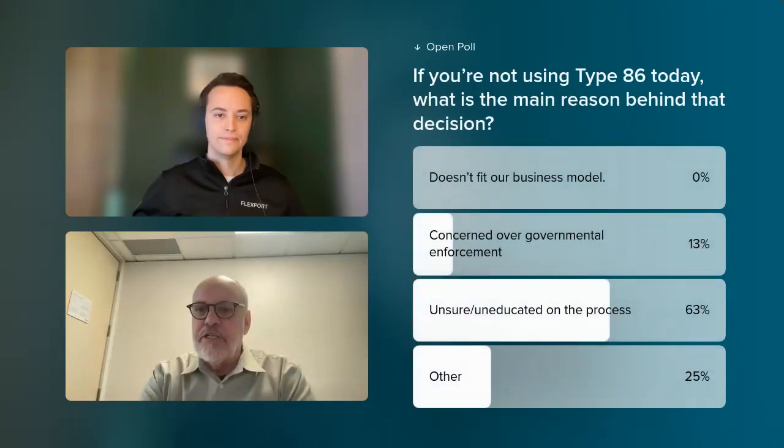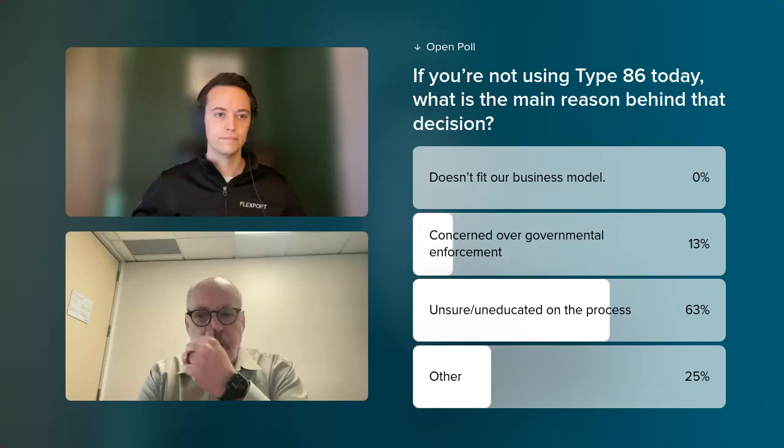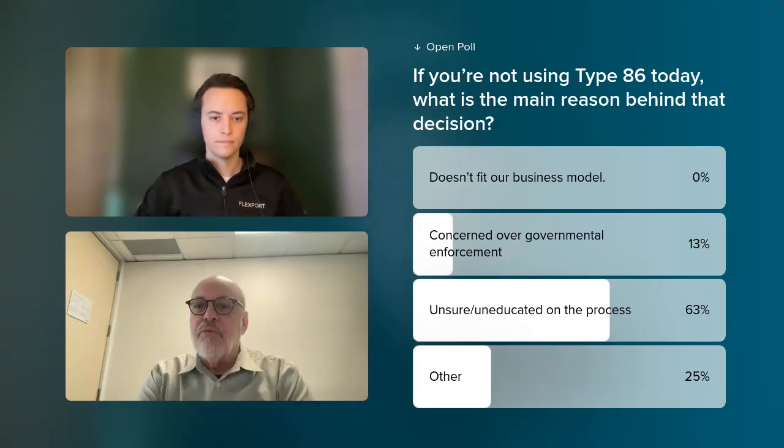Yeah. Let's see. The next poll question. Are we ready to jump to the next poll question? Great. This is for the people that are not using the Type 86 program or the de minimis import currently. So the question, let's see, what's the main reason?